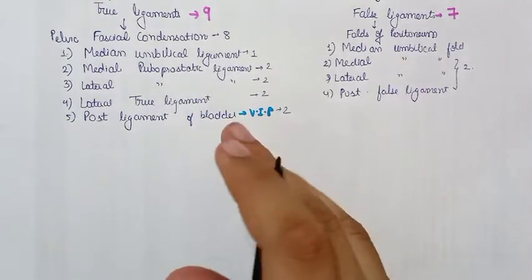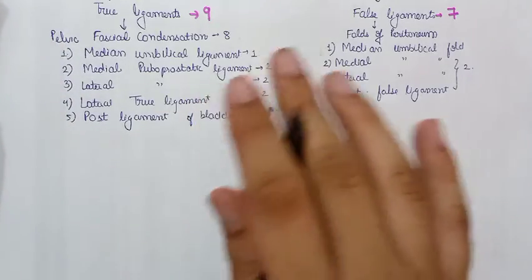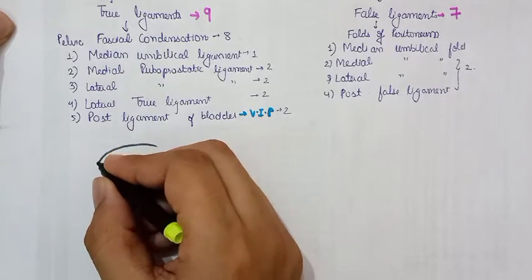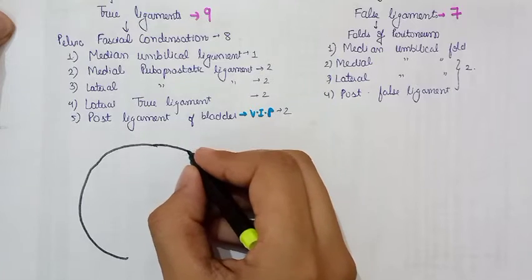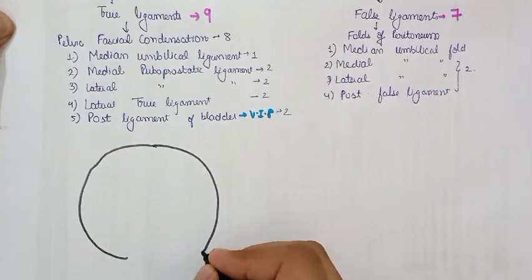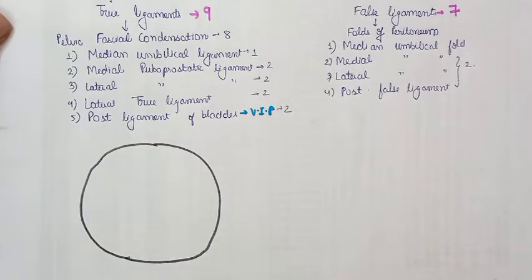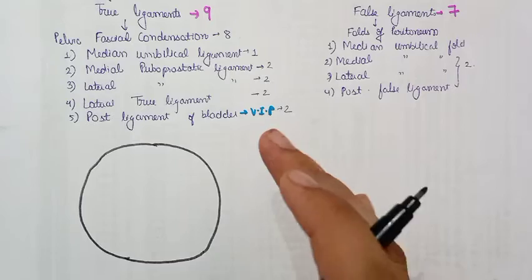So what we are going to draw is the transverse section at the level of the urinary bladder. So here we are going to draw the transverse section. This diagram will be different from the one which you will find in the book like BD Chaurasia or any other book. But I can assure you this is a simpler and easier to understand diagram.